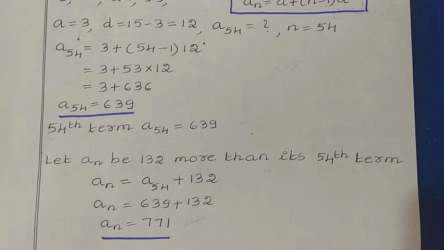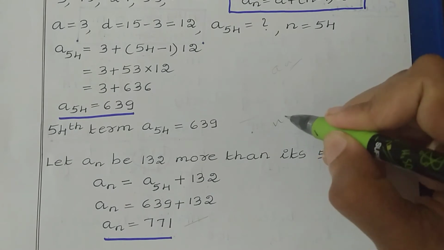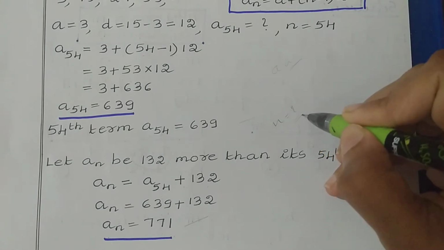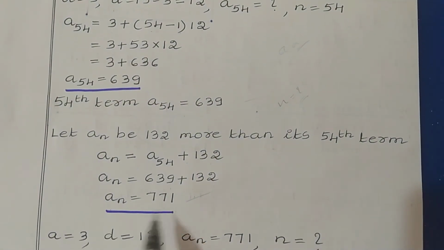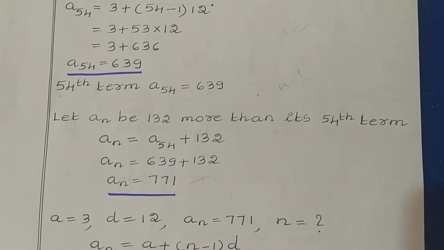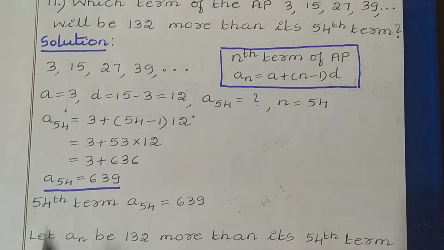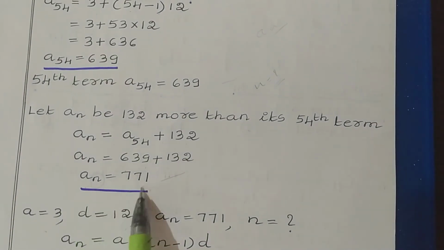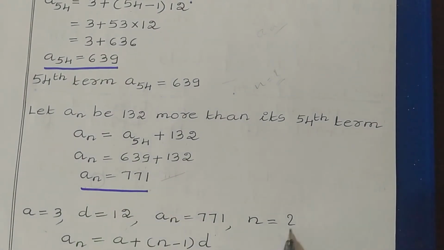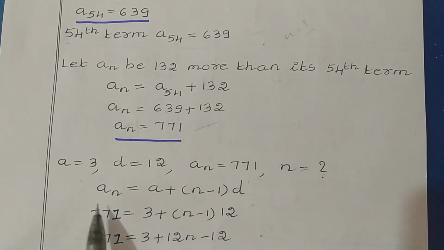So now we got that term. Now which term do we need to find? That means here we need to find the value of n now. So an is 771 and this n value we need to find. For that, again take the first term as 3 here and the common difference as 12 here. An we know, that is 771, and n we need to find. Let us apply the same formula. In this formula, substitute the given values.